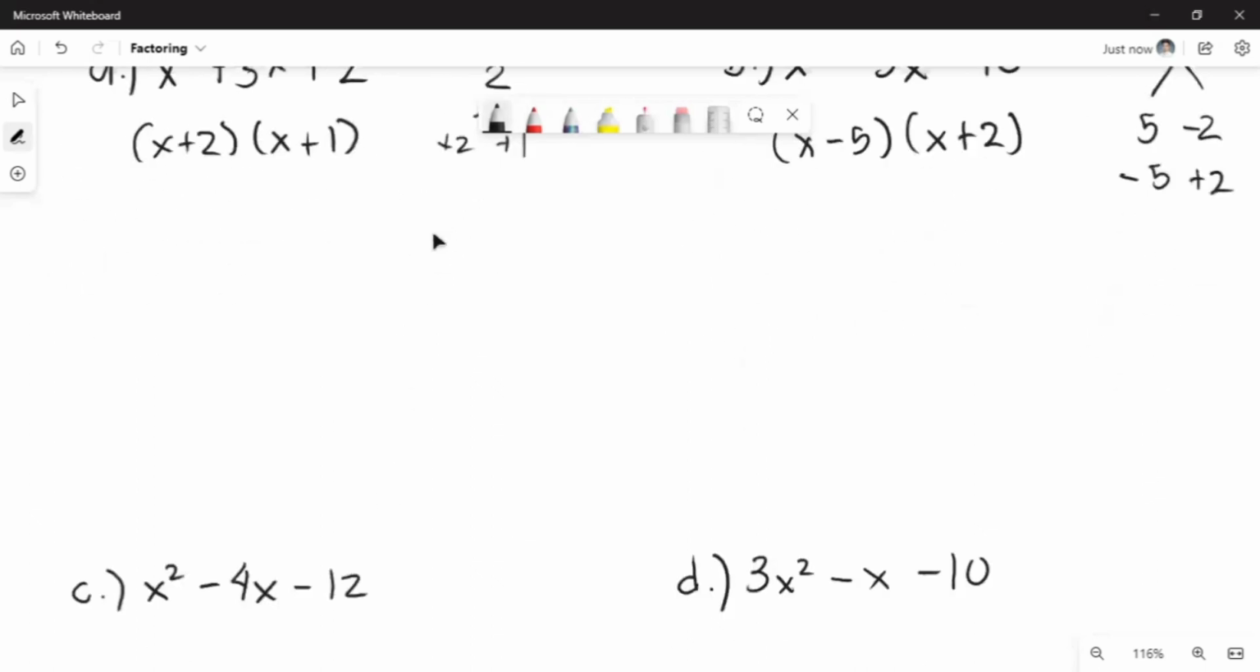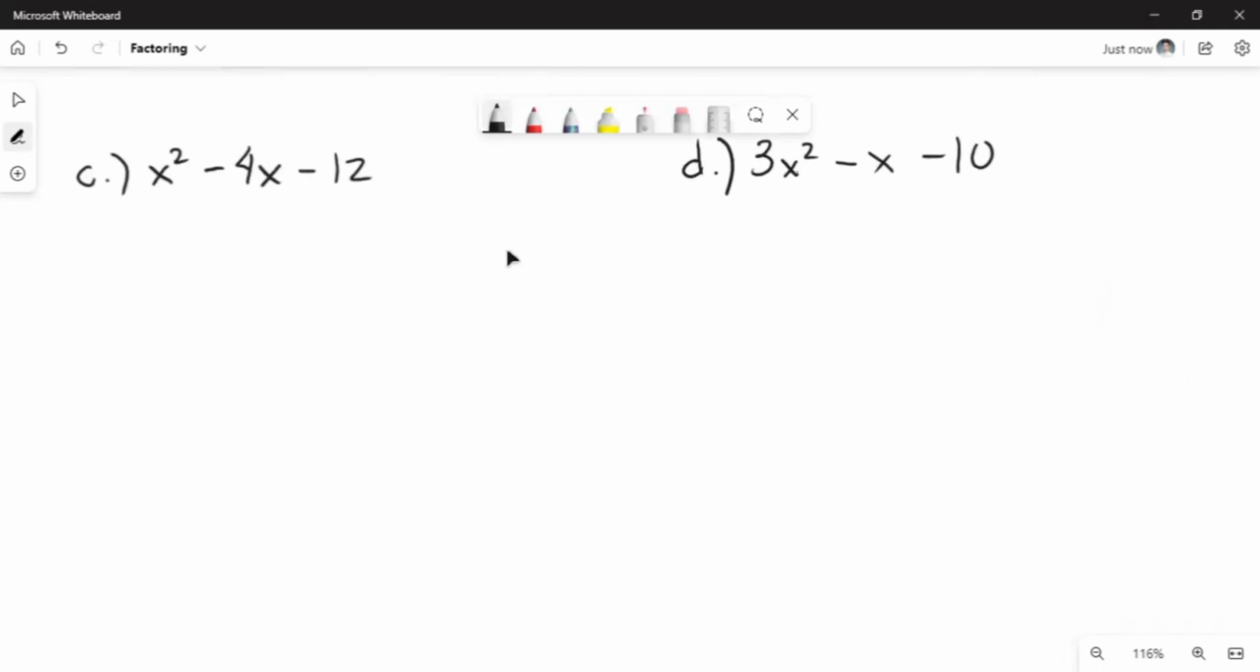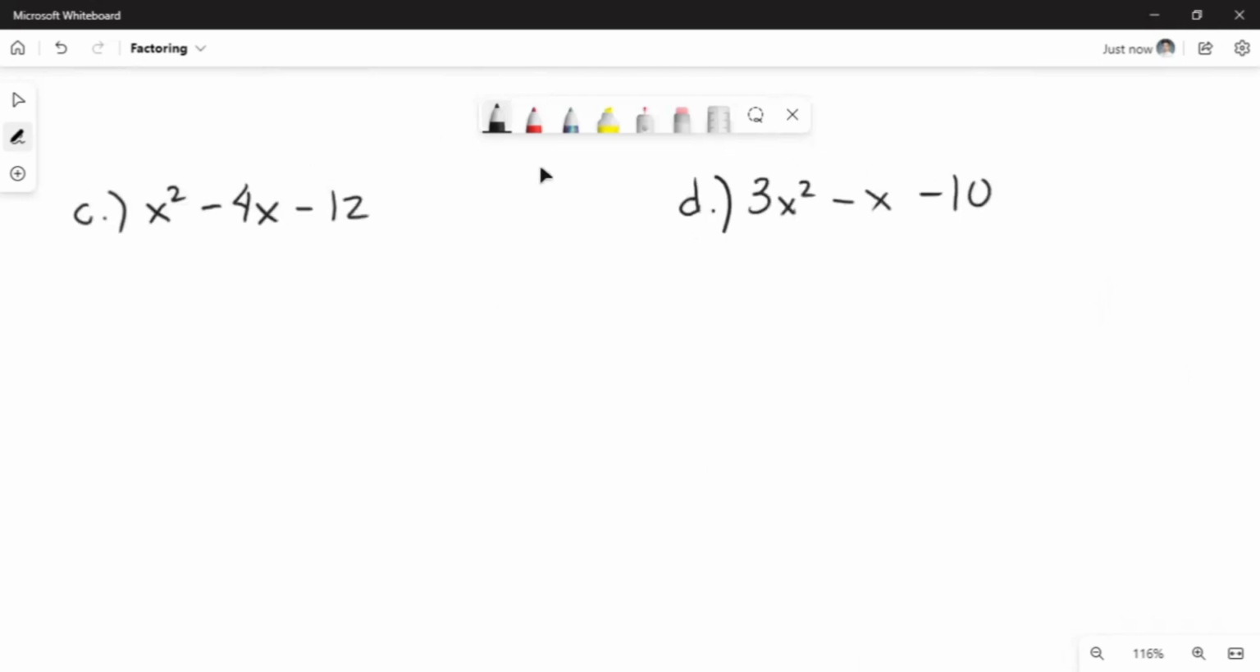Okay, let's have another example. For letter C, we have x squared minus 4x minus 12. Same process. What are the factors of negative 12 that will give us a sum of our middle term, which is negative 4? For negative 12, we can have factors of 4 and 3. That is 4 times 3 is equal to 12. But we need to have a negative number for one of them.